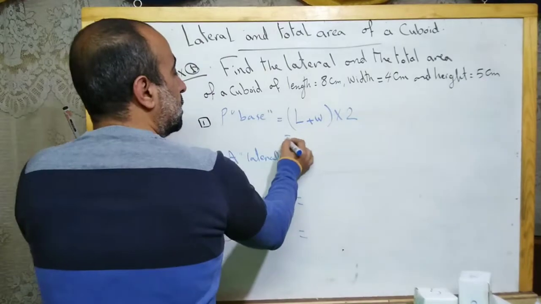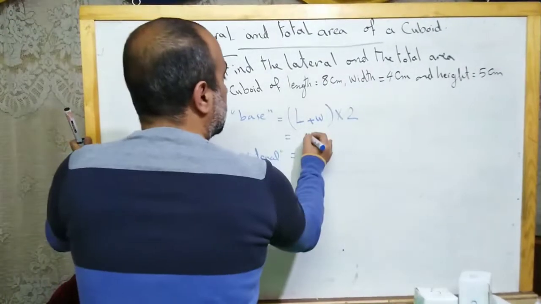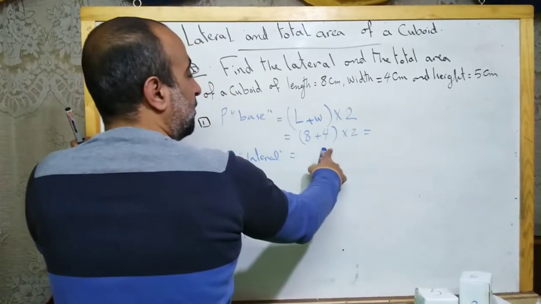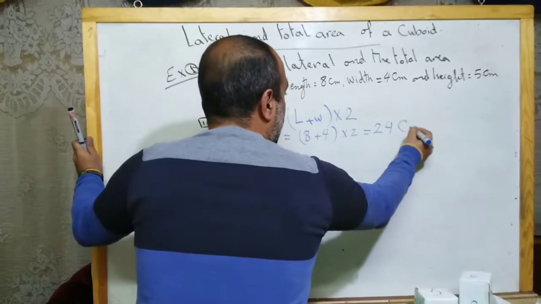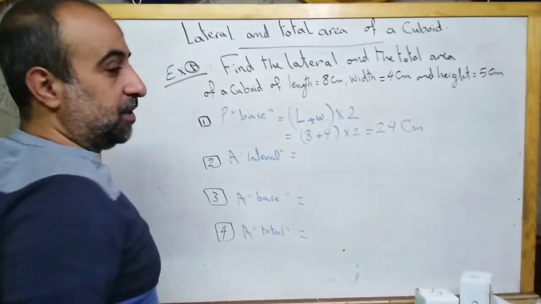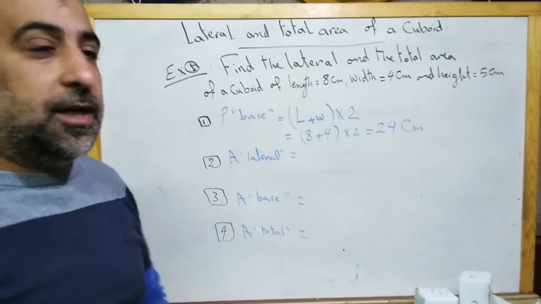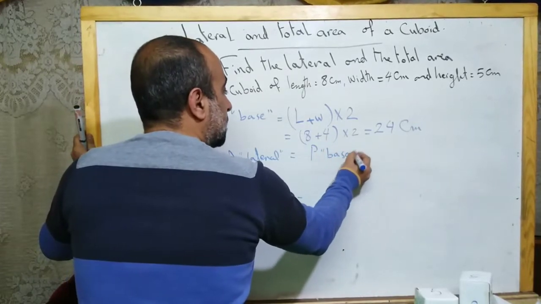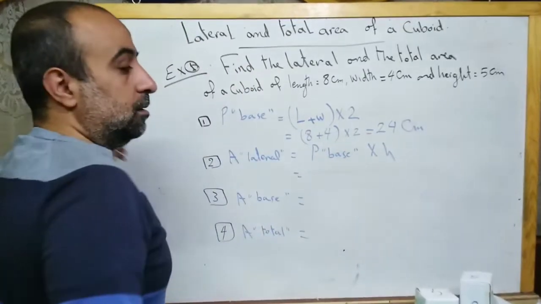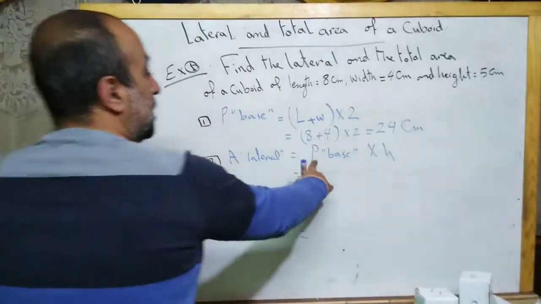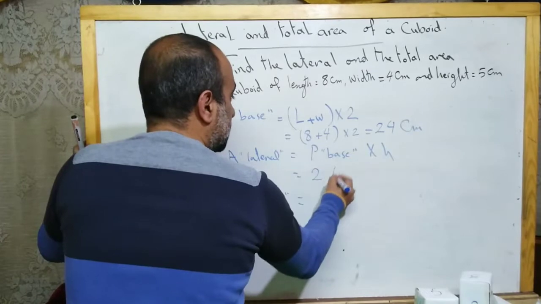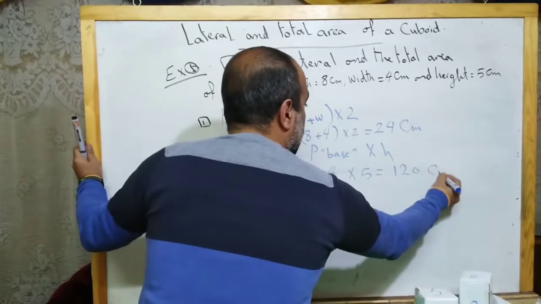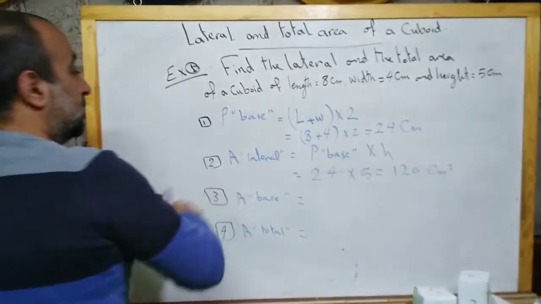2. Make the substitution. Length is 8 plus width is 4, multiply 2. 12 multiply 2 is 24. Just centimeters. There is no square because it's a perimeter, not an area. Now, the lateral area. We just said that the lateral area is the perimeter of the base times height. Make the substitution. Perimeter of the base, we have just got 24. Multiply. The height is 5. 120 square centimeters. Square because it's an area.